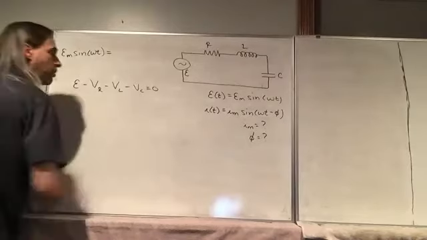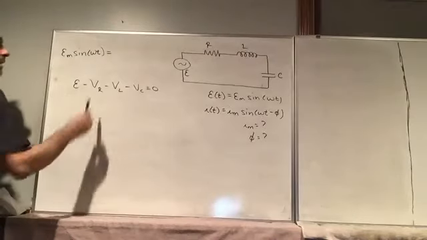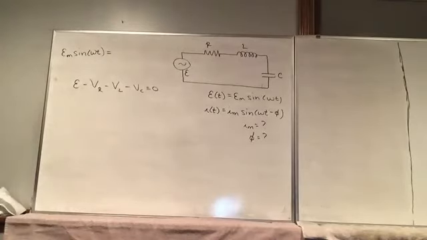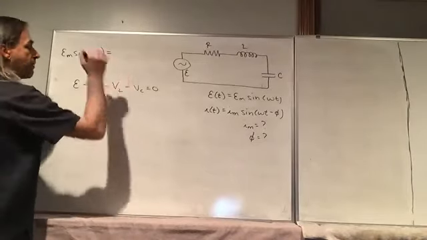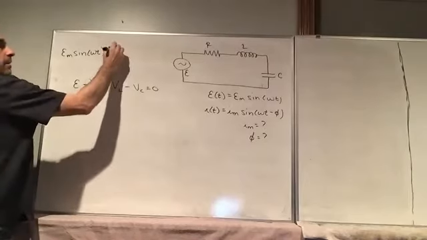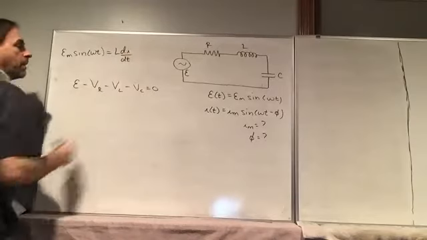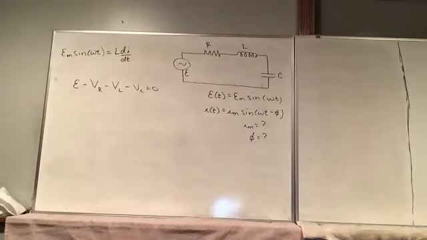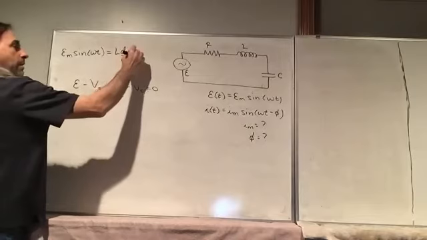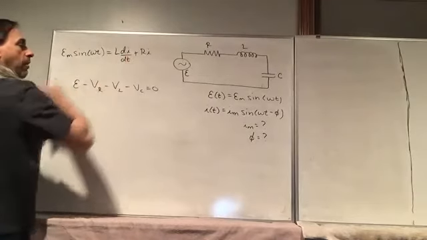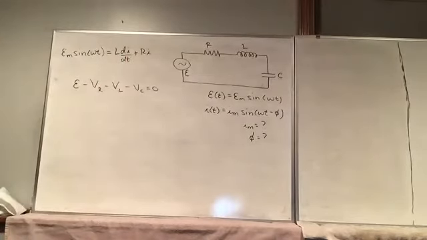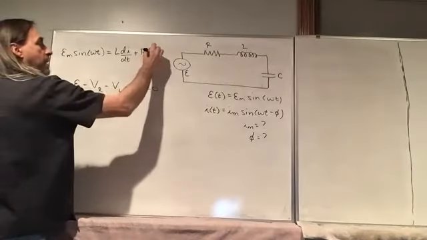But I want to move all these terms to the other side. So we'll have, and I'm actually going to change the order a little bit, I want to write this one first. So we have voltage across the inductor, which is L di/dt, and then we'll add the voltage across the resistor, that's just IR. And then for the capacitor, that would be 1 over C times Q.